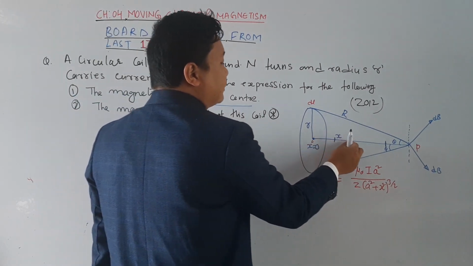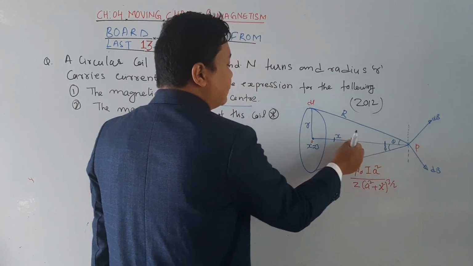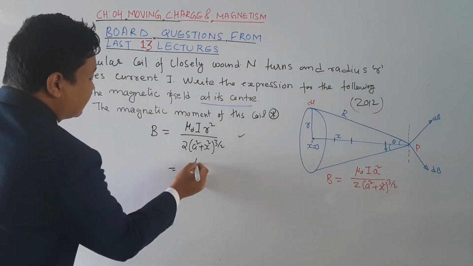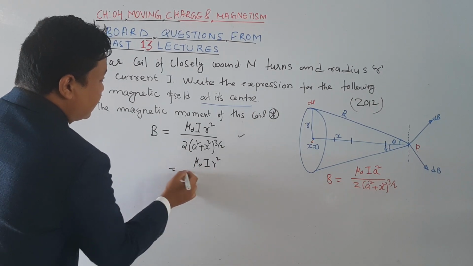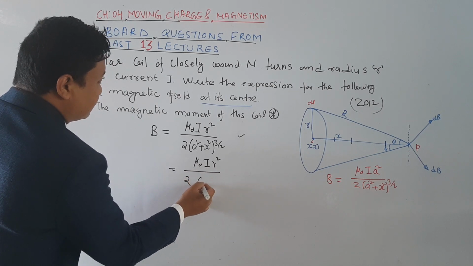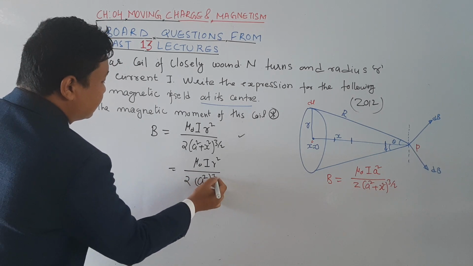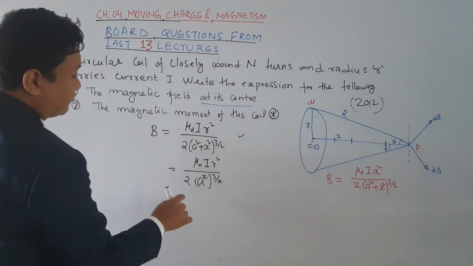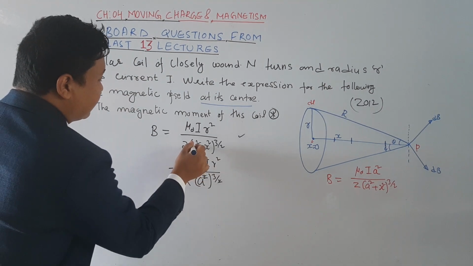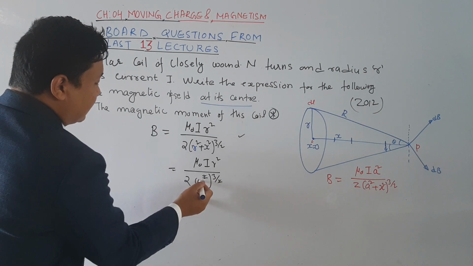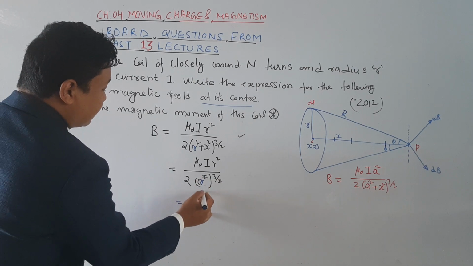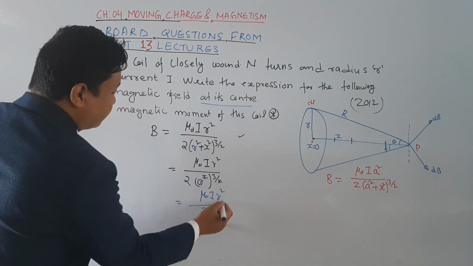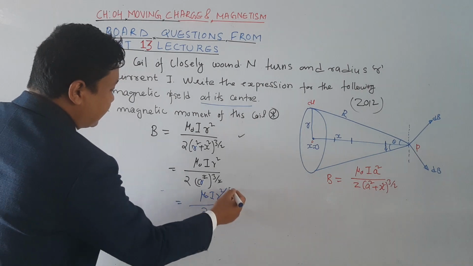You go on 1, 2, 3, 4, 5, 6, reducing each time. You will come to 0. So what will you get? Then you will get mu naught I r square divided by 2, then (a square plus x square) whole to the power 3 by 2, and this 2 and this 2 cancel. Sorry, r is again the radius, this is also r, so it gives me mu naught I r square divided by 2 r cube. So this will cancel and this will be my answer.